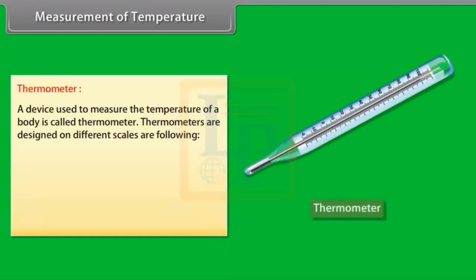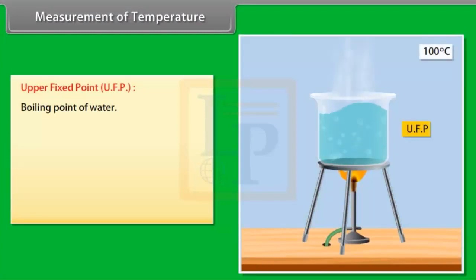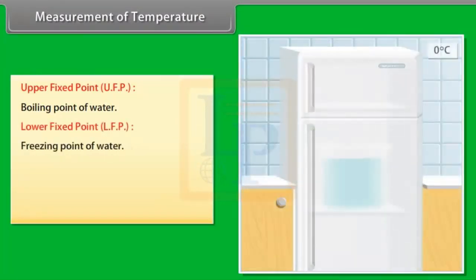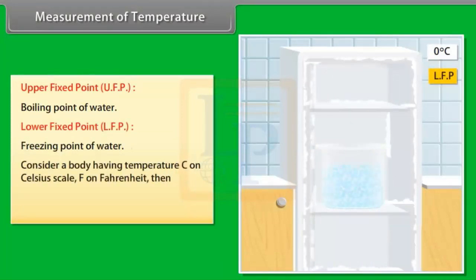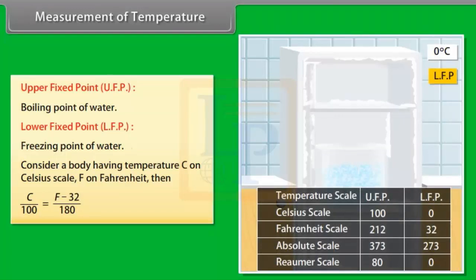Measurement of temperature. A device used to measure the temperature of a body is called a thermometer. Thermometers are designed on different scales, which are the following: Celsius scale, Fahrenheit scale, Kelvin scale, and Reamur scale. Boiling point of water is known as the upper fixed point. Freezing point of water is known as the lower fixed point. Consider a body having temperature C on the Celsius scale and F on the Fahrenheit scale. Then C upon 100 is equal to F minus 32 upon 180.